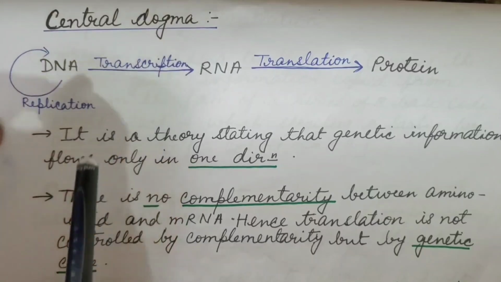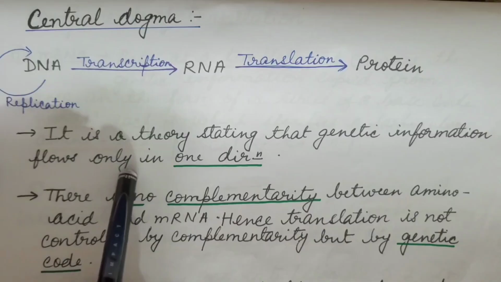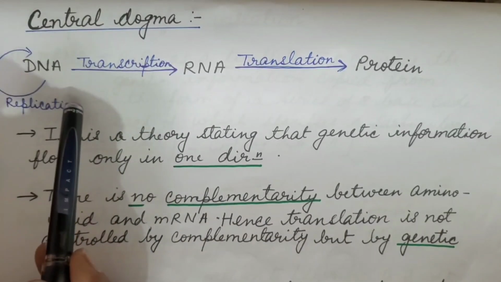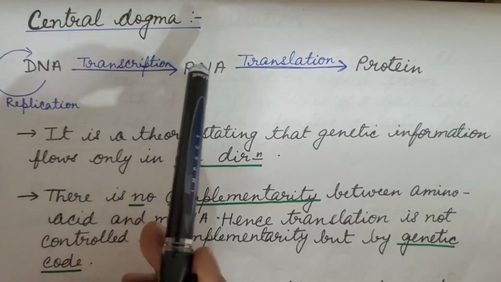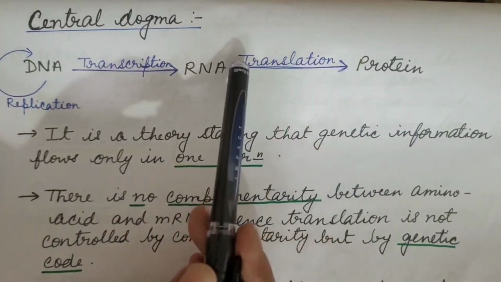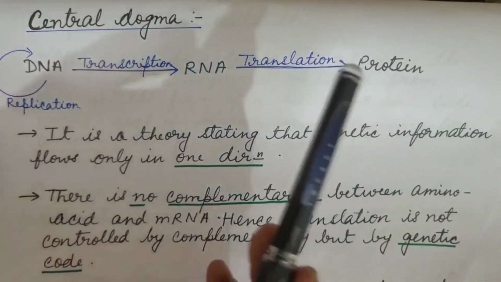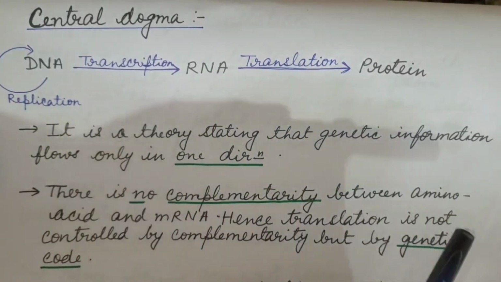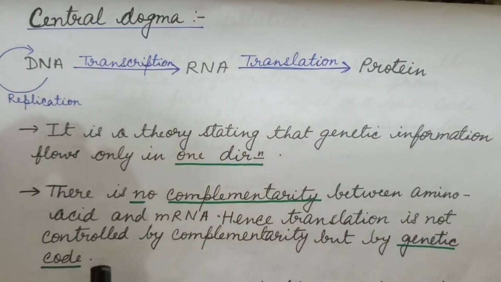Now the central dogma. It is a theory stating that genetic information flows only in one direction. The DNA molecule makes its copy by the process of replication. DNA then forms RNA by the process of transcription, and RNA then forms protein by the process of translation. So here the information from DNA to RNA to protein flows unidirectionally. There is no complementarity between amino acid and messenger RNA. Hence, translation is not controlled by complementarity but by the genetic code.